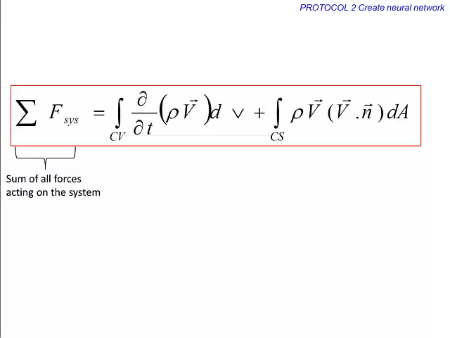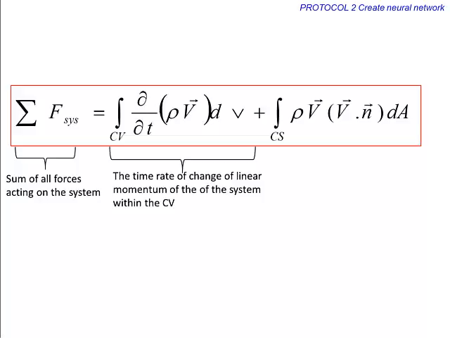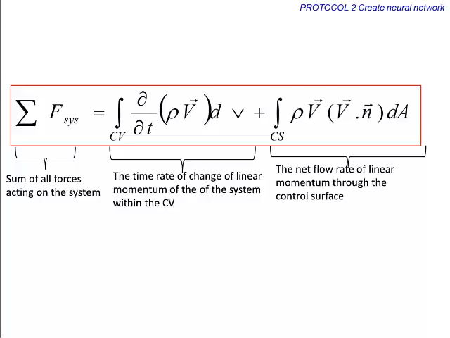Sigma F is the sum of all forces acting on the system. The next term is the time rate of change of linear momentum of the system within the control volume. And the last term is the net flow rate of linear momentum through the control surface.